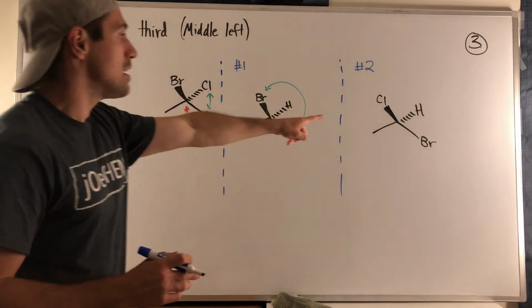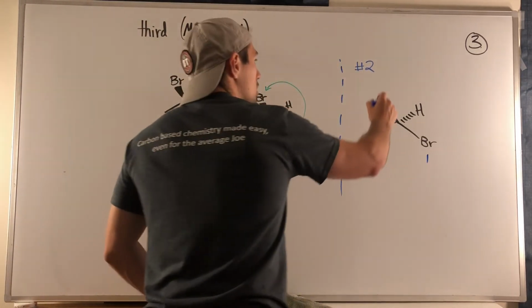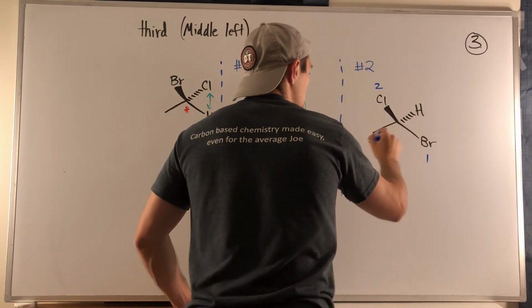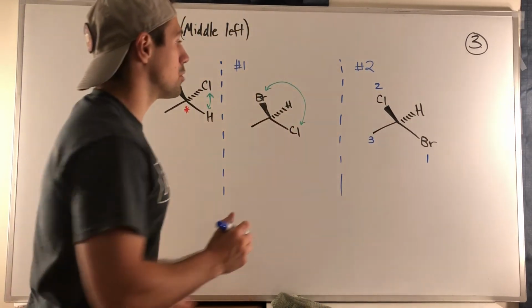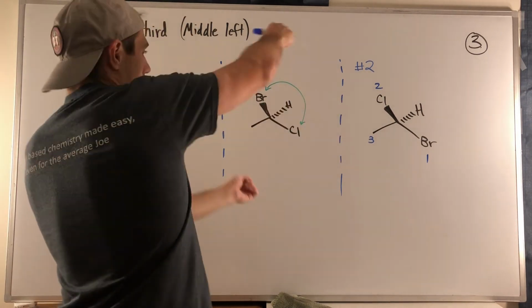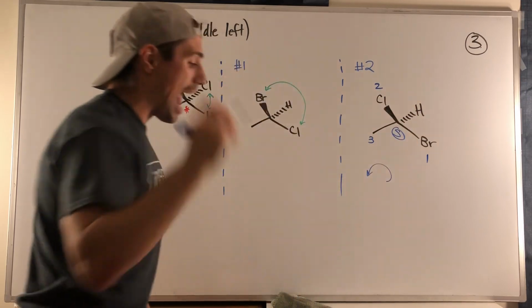So at this point, now it's just about assigning priority. Bromine takes first, chlorine second, this CH3 comes in third. Obviously, H facing away from us is the lowest priority group. We get out the molecular steering wheel, we're going to the left, which means we are looking S.